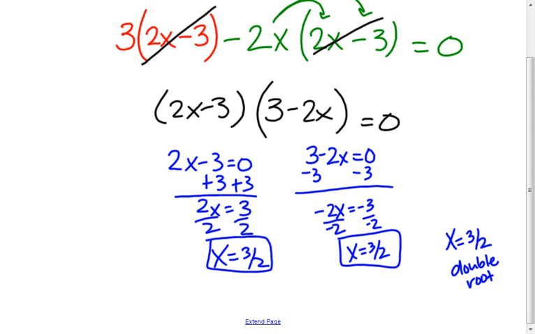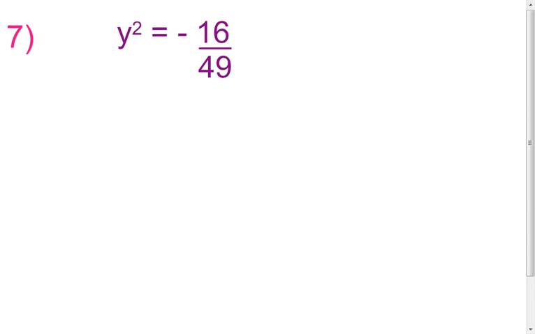And if you get the same answer twice, like you did here, if you want to, you can just list it once and then write double root by it if you want. You don't have to do that part, but if you want to get ahead of the game, you can. All right, and our last one over here, okay?